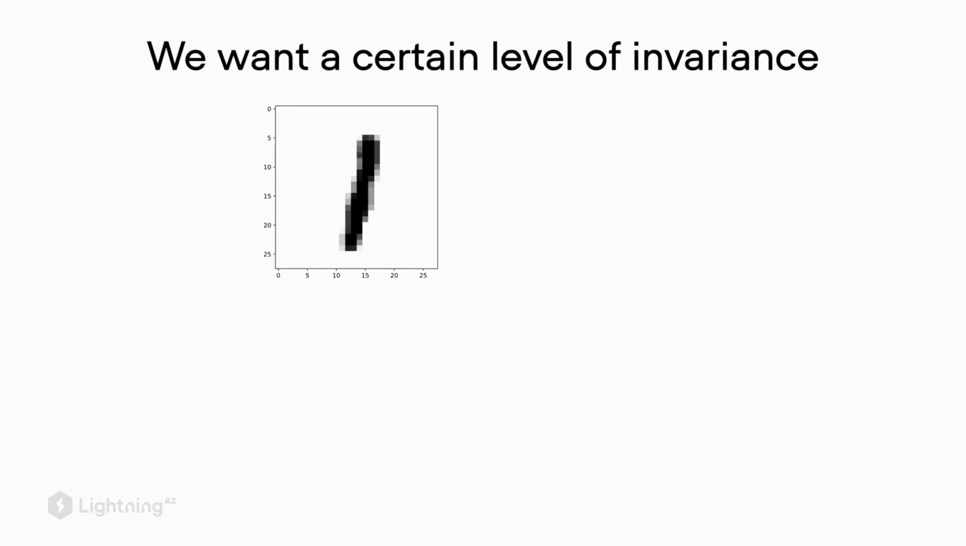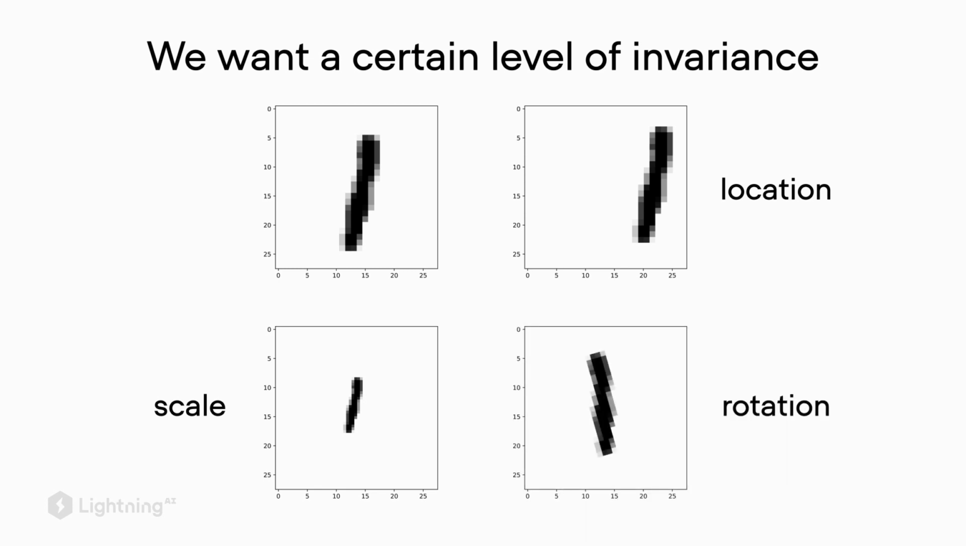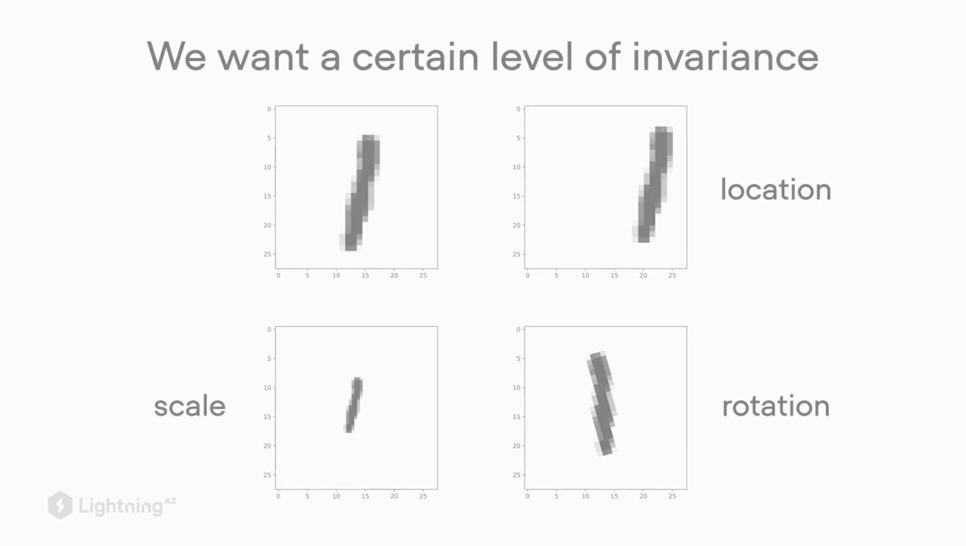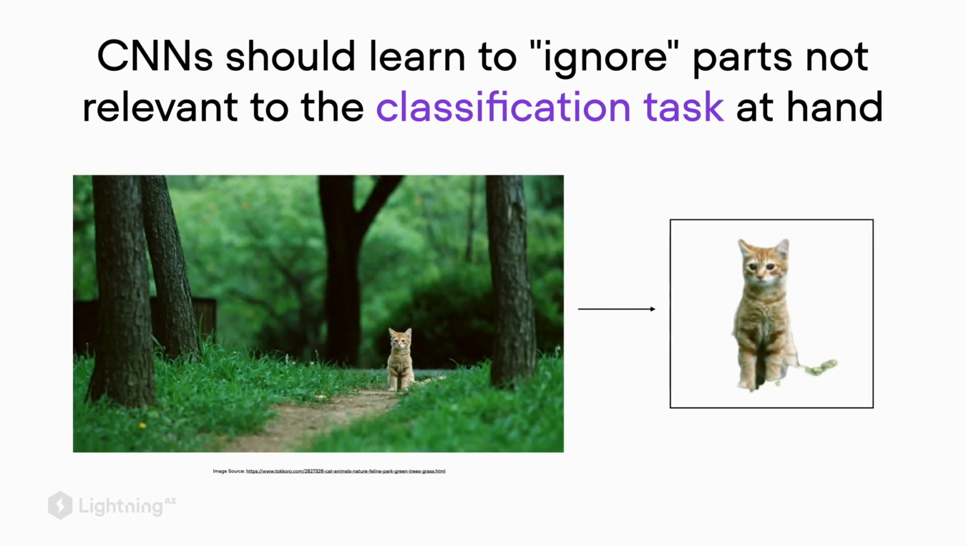So that means that the image can still be correctly classified even if it's a little bit off-center, or if the image is a little bit scaled in terms of being bigger or smaller. Or of course if the digit is a little bit rotated around its axis. And ideally, CNNs should also learn to ignore parts of the image that are not relevant to the classification task at hand. So for example here, if we want to classify the cat in this image, the network should be able to ignore the background. And so yeah, CNNs are not perfect, but CNNs at least aim to address these issues that we just highlighted.